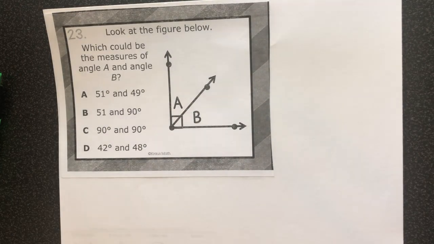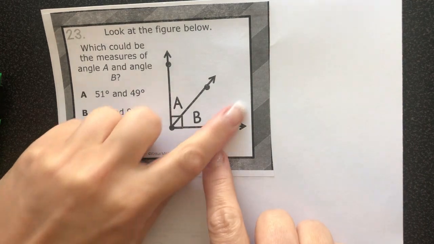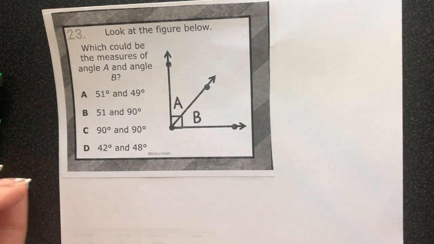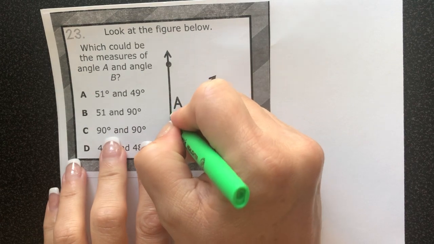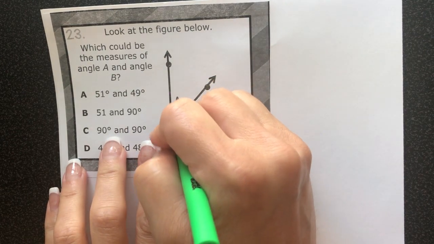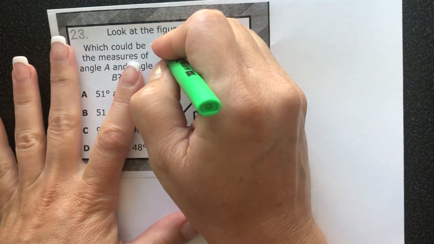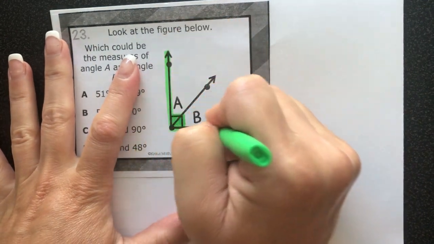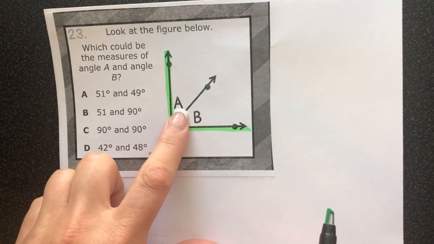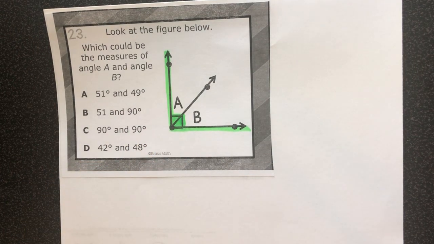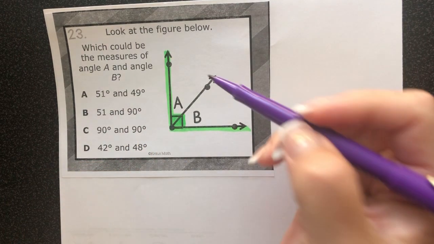Okay, next problem. Look at the figure below. Which could be the measures of angle A and B? Well, it seems like we're missing a lot of information here, but you have to look at this diagram very carefully. You have to pick up on this little square. That little square means this angle right here is a 90-degree angle. That little square represents a right angle or a 90-degree angle.